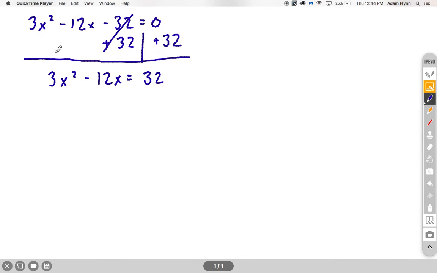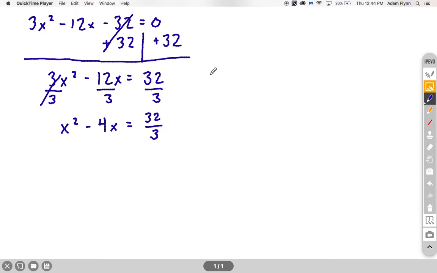For our second step, I'm going to take a look at my a term. So a is going to be the coefficient of your quadratic term, quadratic meaning an exponent of 2. This needs to be 1 in order to complete the square. Right now, I've got a 3 here. So to get rid of that 3, I'm going to divide everything by 3. When I do that, these 3's are going to cancel. So I've got x squared, negative 12 divided by 3 is going to be minus 4x, equals 32 over 3. I can't simplify, so I'll just leave it as 32 over 3.